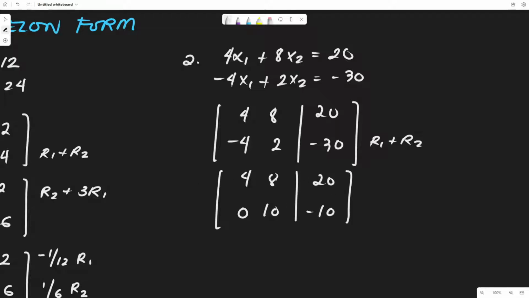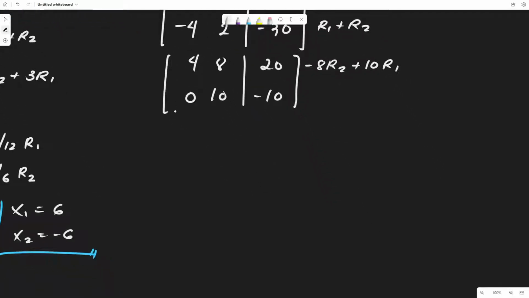Last ito, dito sa taas. So, this can be negative 8 R2 plus 10 R1. So, we have here 0, 10, negative 10. Then, 0 naman yung sa 8. So, 4 times 10 is 40. Then, this will become 0, obviously, so negative 80 plus 80 ang lalabas dyan. Then, we have 80 plus 200. So, that is 280.